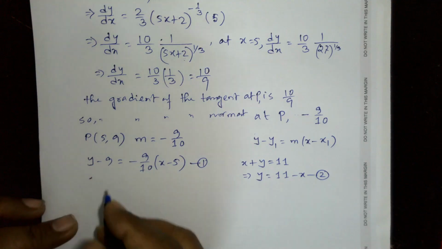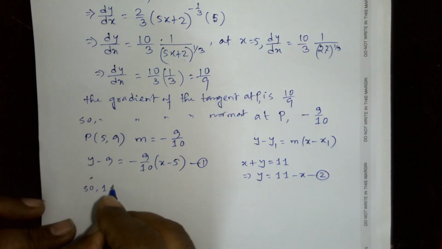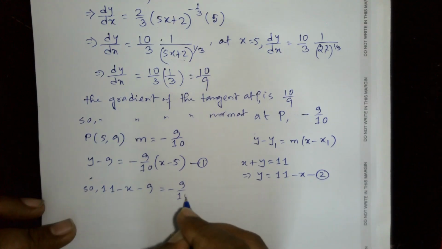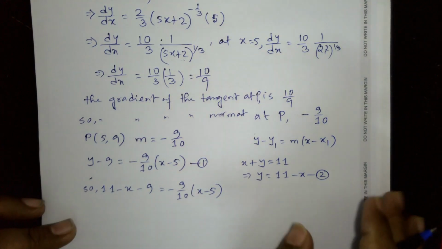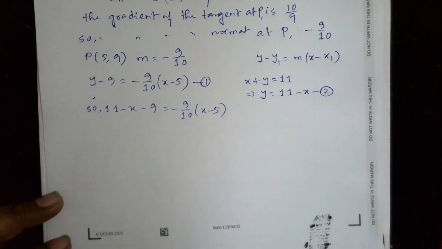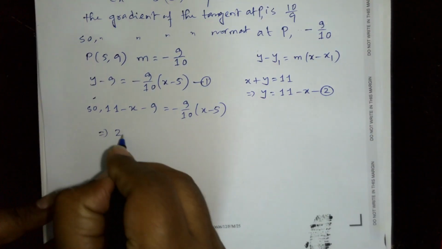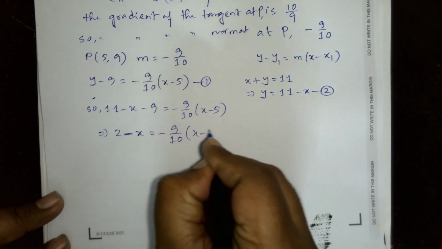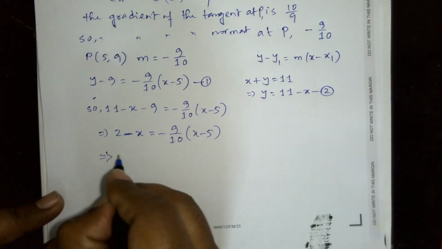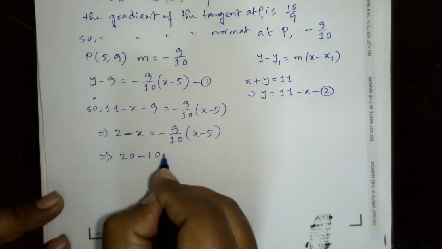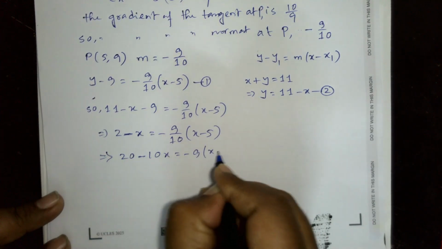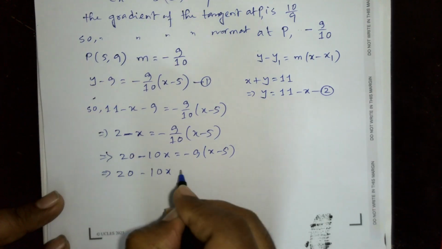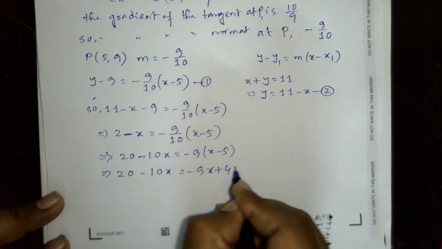We can. Then we get 11 minus x minus 9 is equal to minus 9 over 10 times x minus 5. Now it will give us 2 minus x is equal to minus 9 over 10 times x minus 5. Multiplying 10 to both sides, we get 20 minus 10x is equal to minus 9 times x minus 5. Now in the next line I can write 20 minus 10x is equal to minus 9x plus 45.